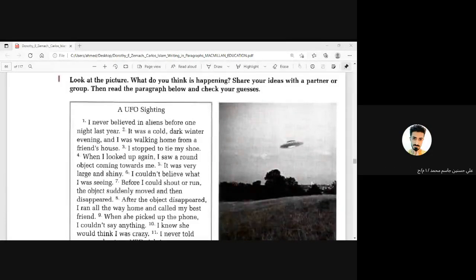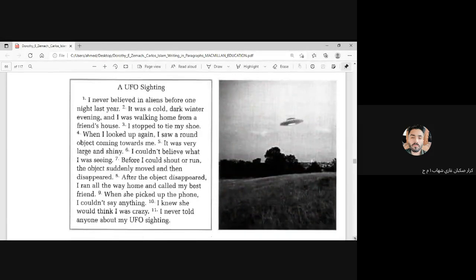Before I could shout or run, the object suddenly moved and then disappeared. After the object disappeared, I ran all the way home and called my best friend. Okay, thank you very much. That's enough. Okay, yes, Karrar. Read the rest of the lines, please. Yes. When she picked up the phone, I couldn't say anything. I knew she would think I was crazy.